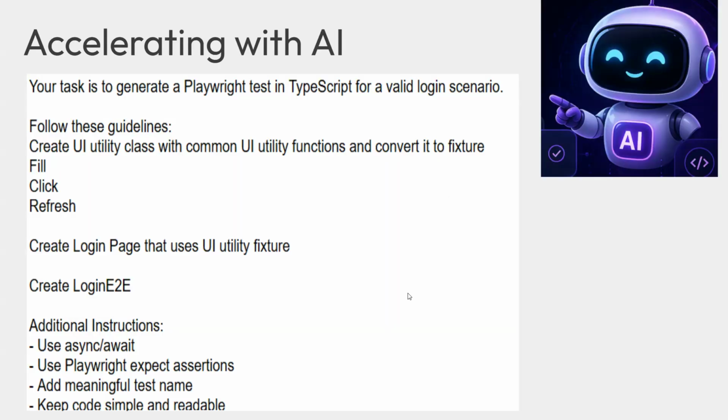This is the prompt that you can give to Claude to create the UI utility fixture. In this case, we'll ask it to create the UI utility fixture rather than creating an inheritance. I'm not going to show the full implementation of this approach in Playwright to keep the video concise, since I have already covered fixtures in detail in my previous video. If you want to understand the complete implementation, make sure to watch my dedicated video on Playwright fixtures.